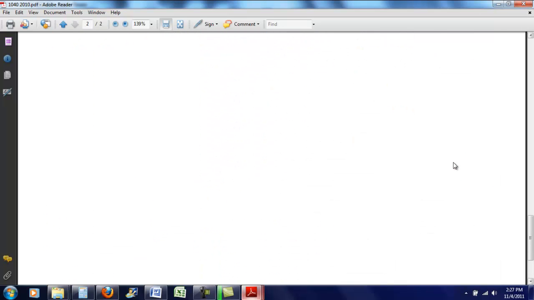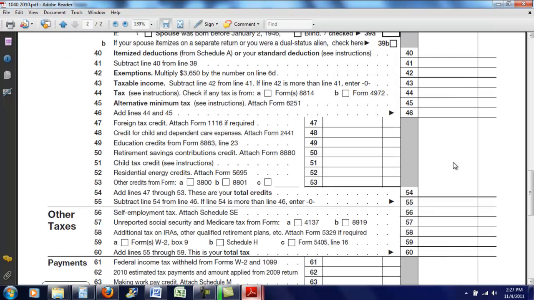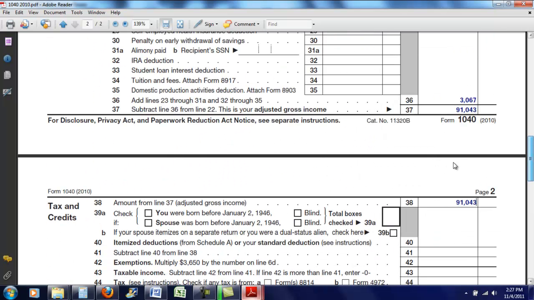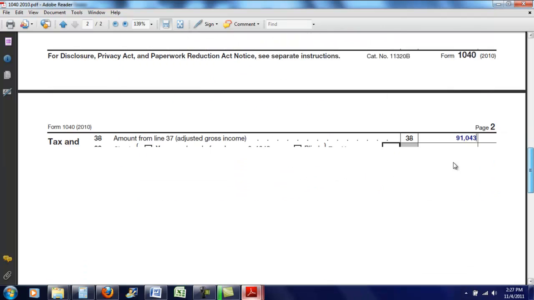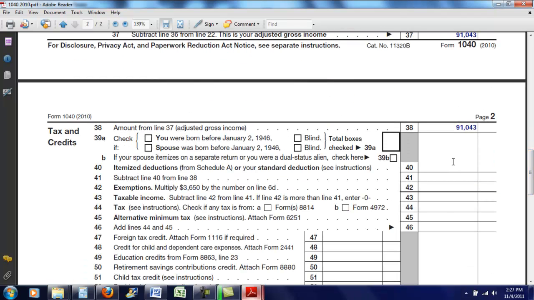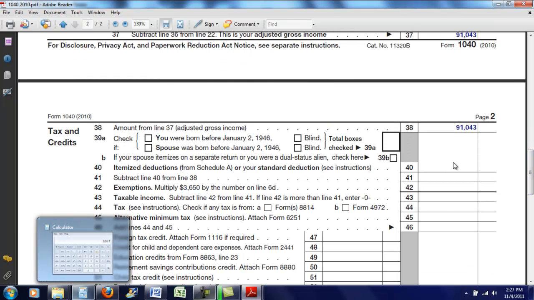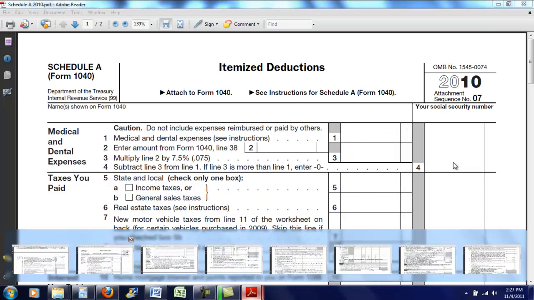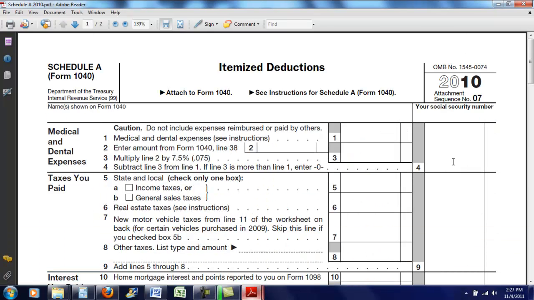Ooh, craziness. There we are. Now, she does have a Schedule A as well, so let's pull up her Schedule A. And we have Cassandra Albright.